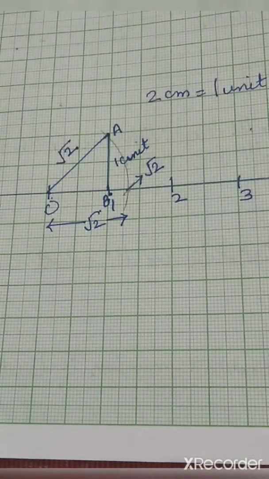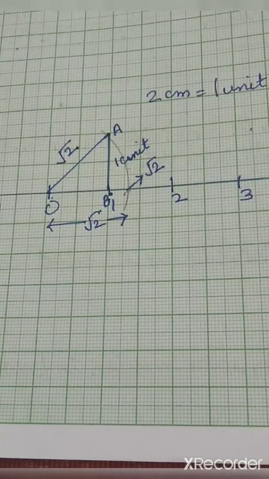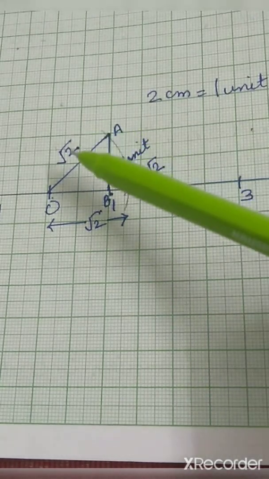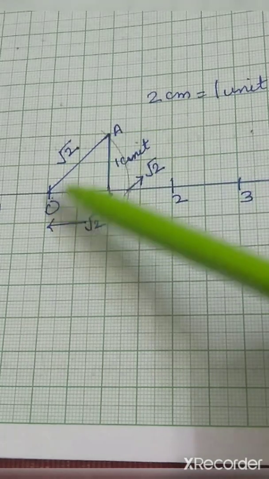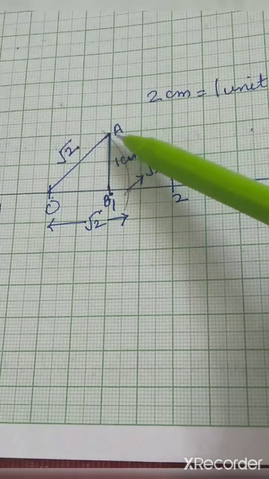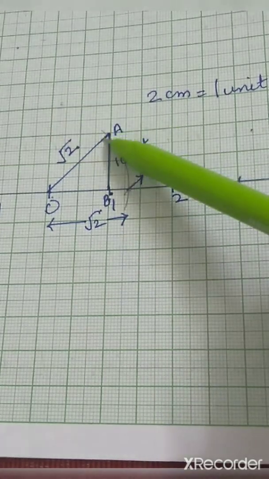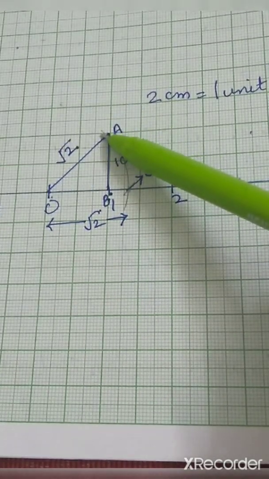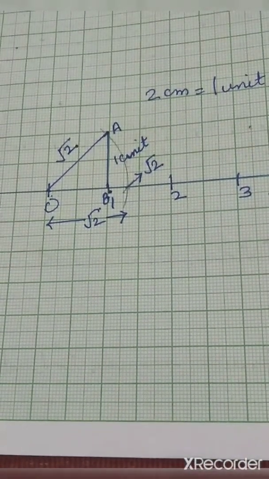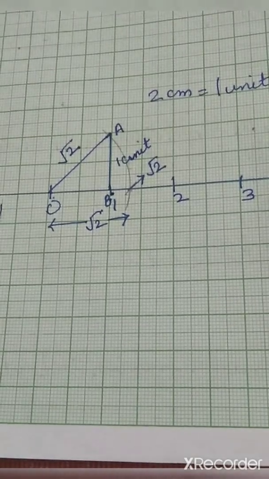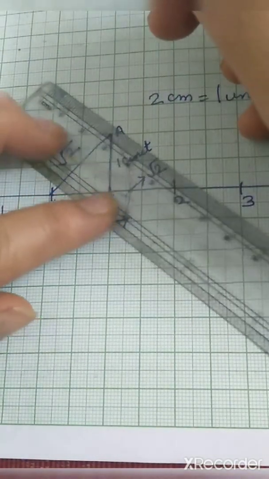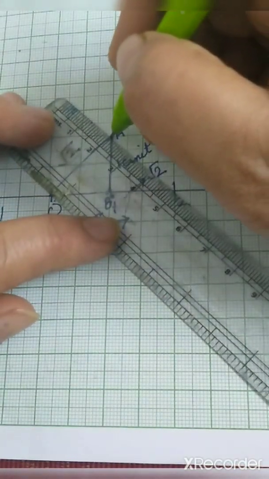Now proceeding further, we will locate root 3 on the number line. How to locate root 3 on the number line? See, we have already obtained root 2. OA is root 2. Now what we will do is, at A we will draw a perpendicular again of unit length, that is again 2 centimeter, because we have taken 2 centimeter as our 1 unit.